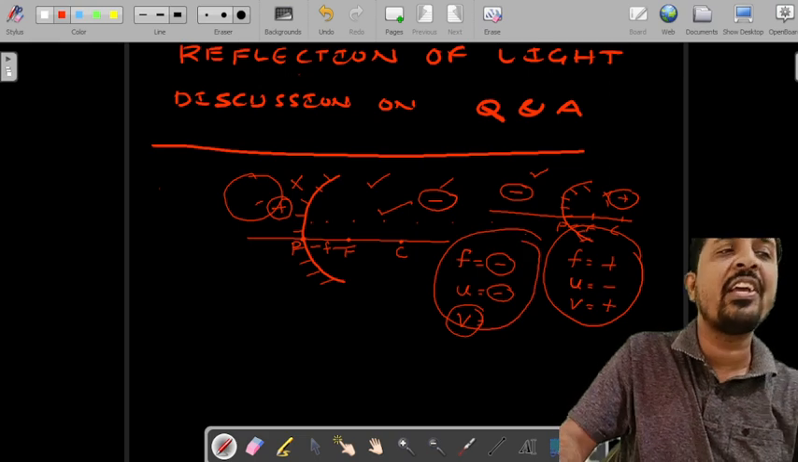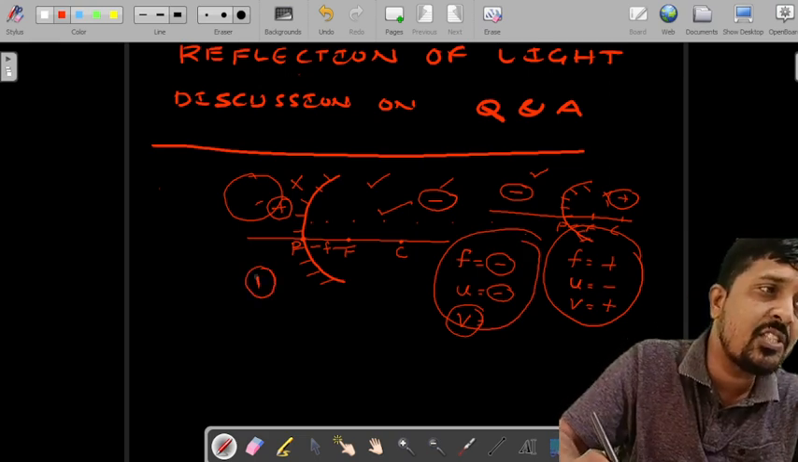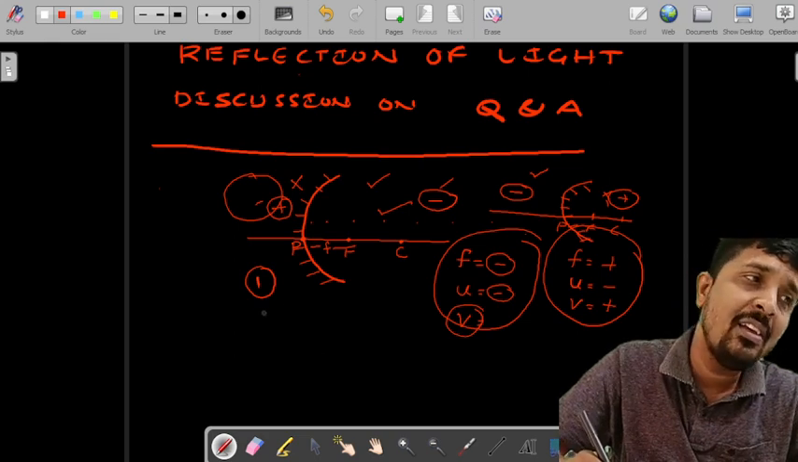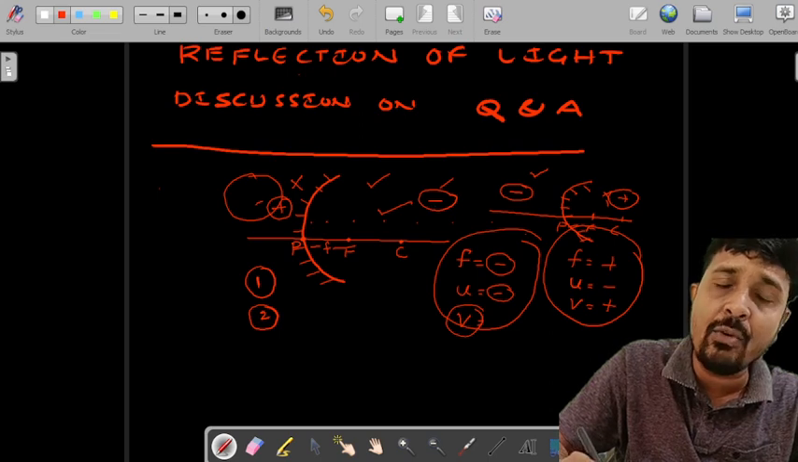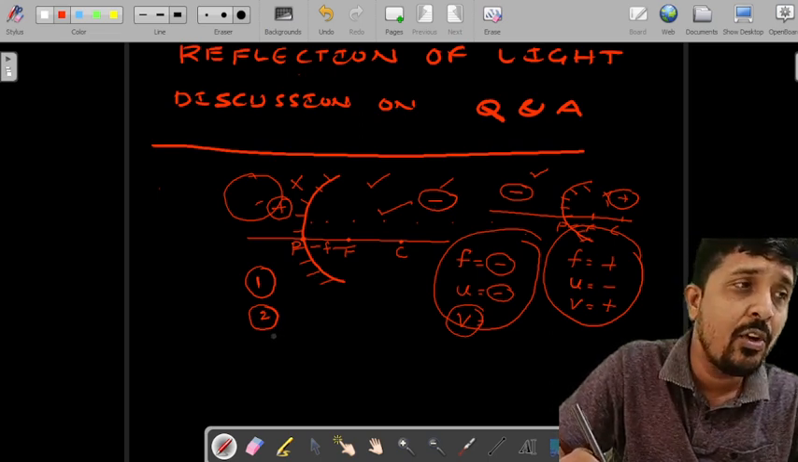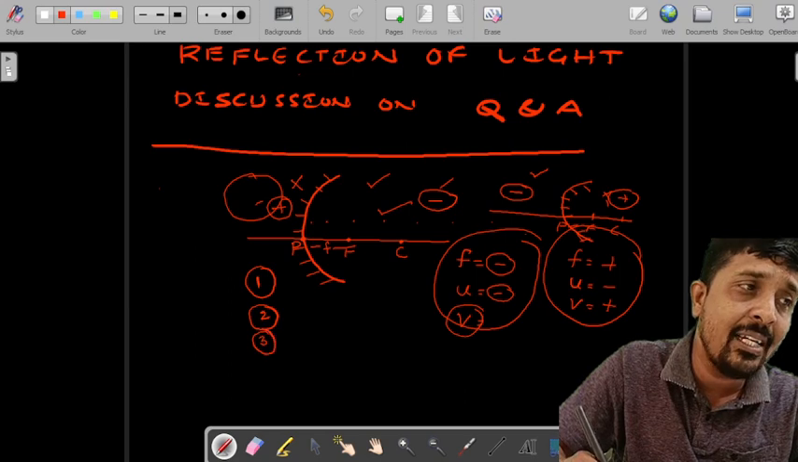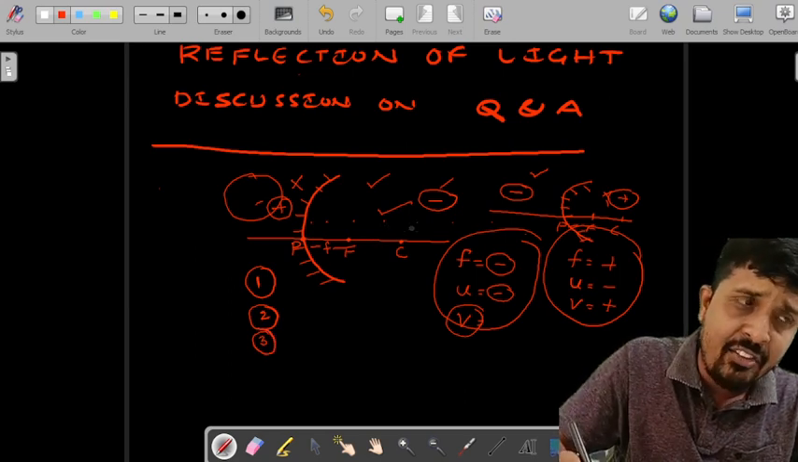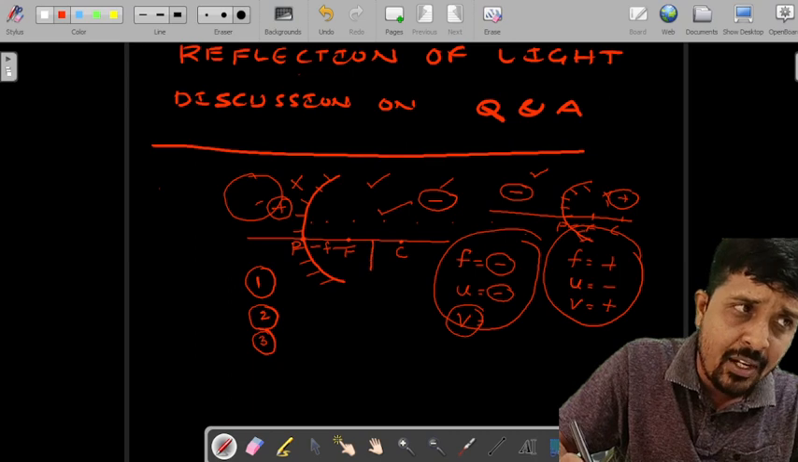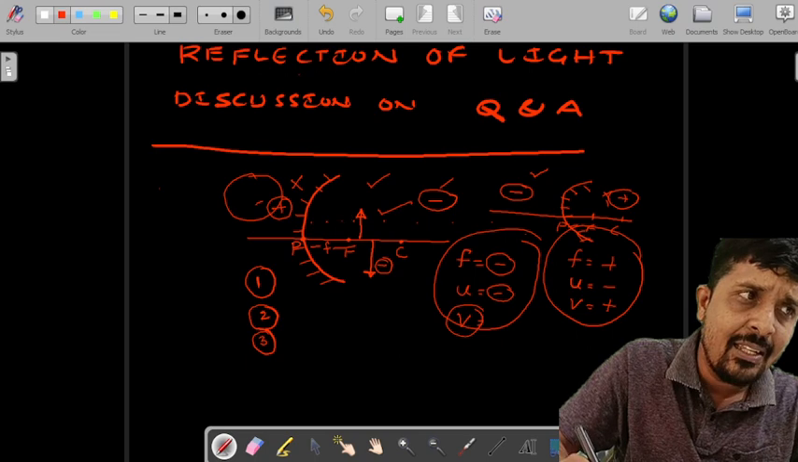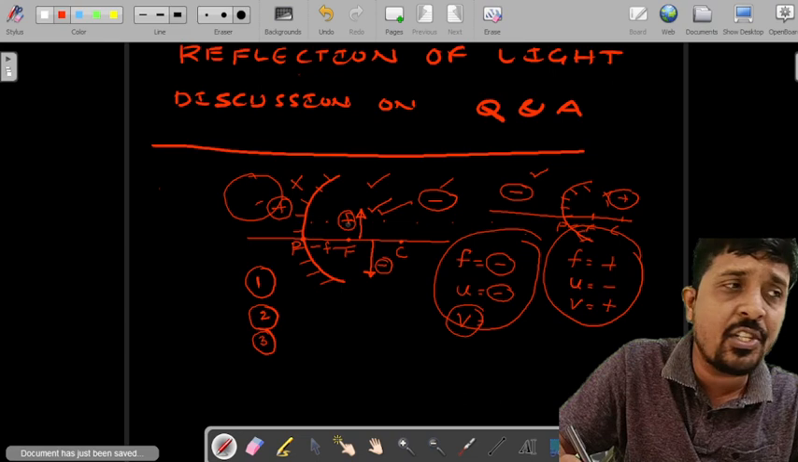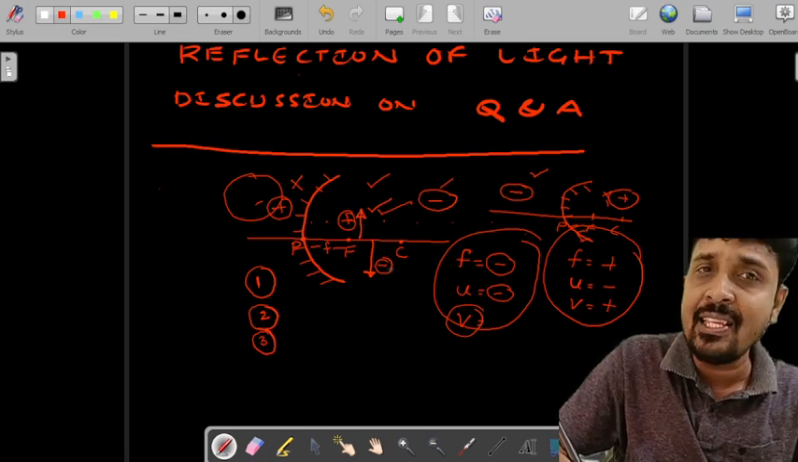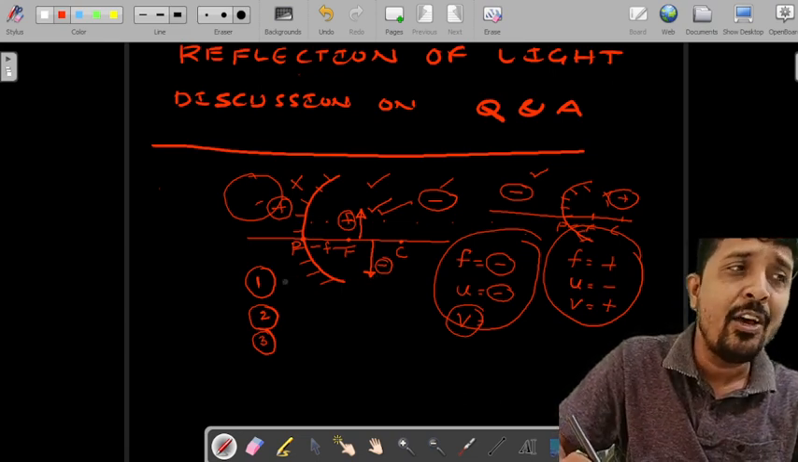So what are the rules of sign convention? The first rule is distances should always be measured from the pole. The second one is the direction of the incident ray is always taken as negative. Opposite to that is taken as positive. Rule number 3 is about the height. If, wherever you are placing the object, the image is formed like this, then its sign is negative. If the image is formed like this, then its sign is positive. That means if the image is erect, its sign is positive. If the image is inverted, its sign is negative. That's it. These three are called rules of sign convention.